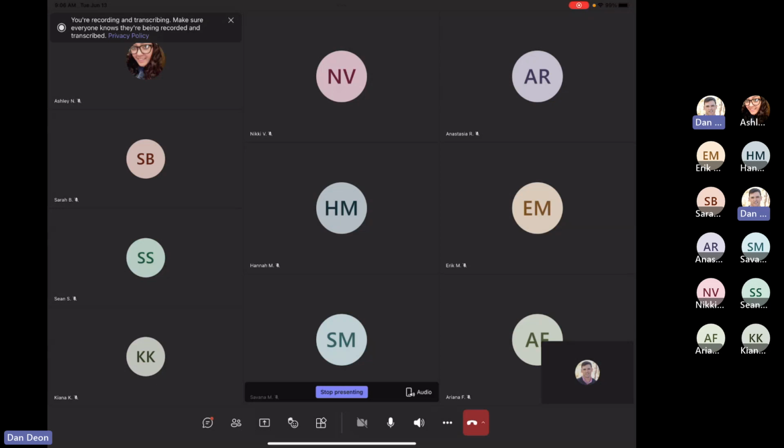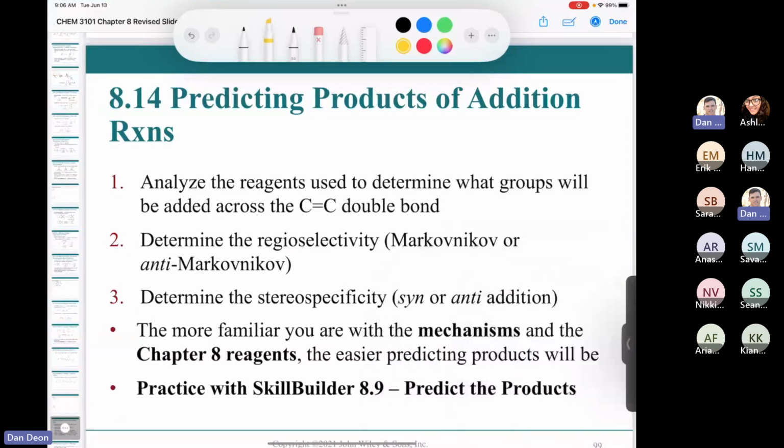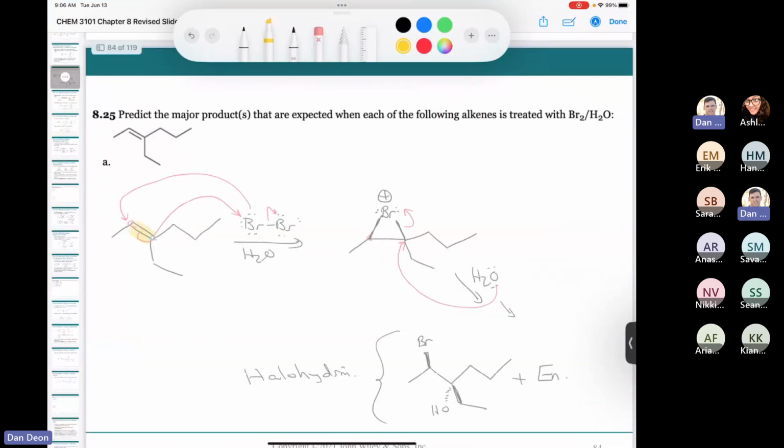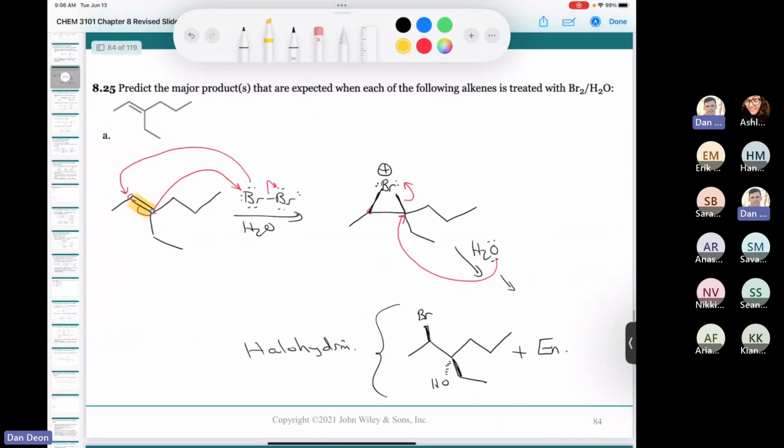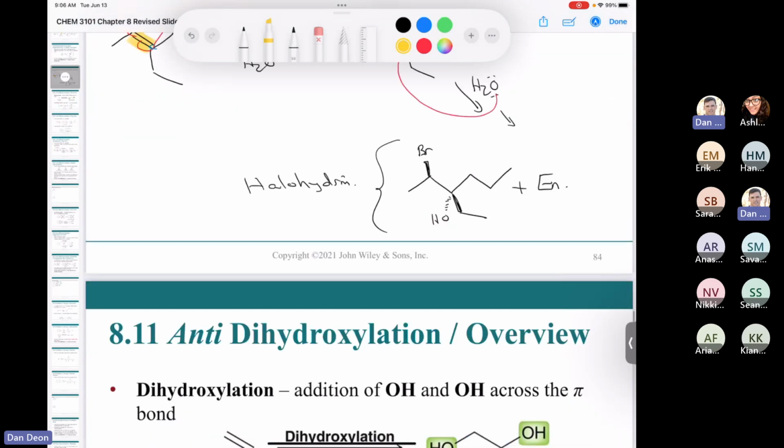Righty. Okay, Chemistry 3101. Well, we kind of ended off somewhere around here solving this problem about formation of a halohydrin, which we said was anti in terms of its stereoselectivity. And then we said the hydroxyl goes to the more substituted carbon in terms of regioselectivity.